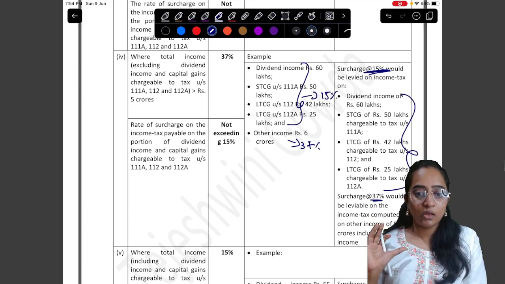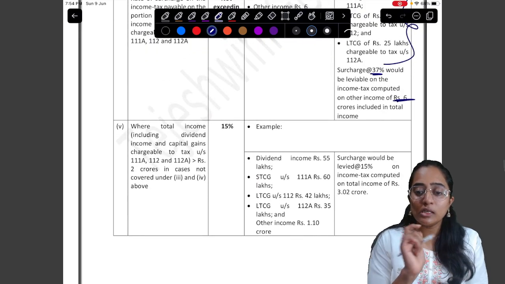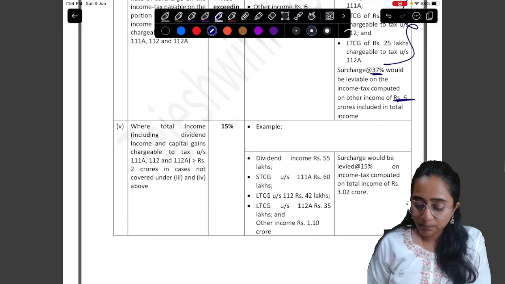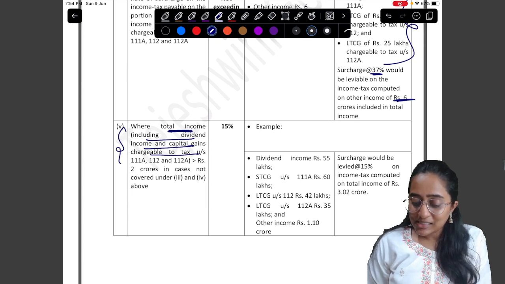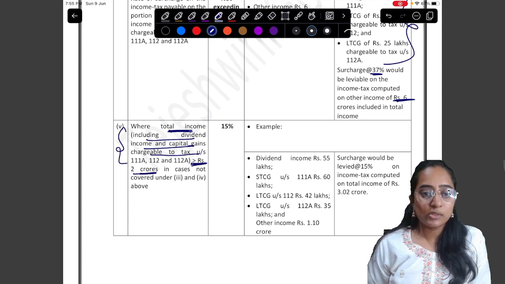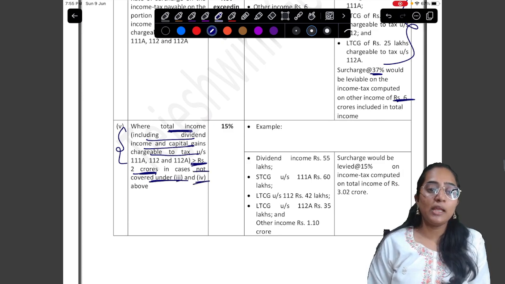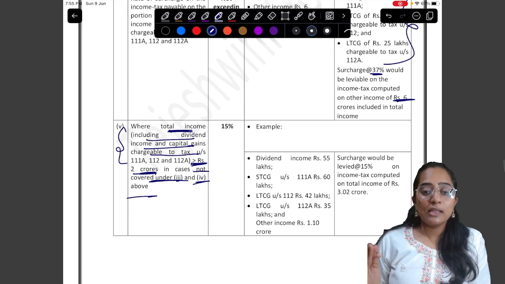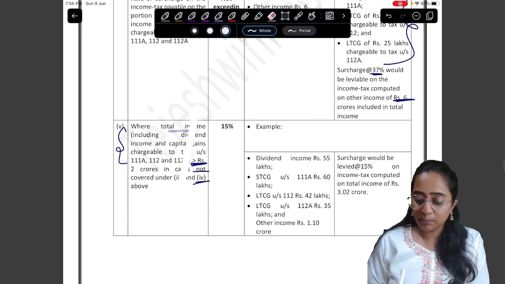Simple. Everyone. See now the last point is a little bit trickier. See here, where the total income, including the dividend and the capital gain income for that matter, is greater than 2 crores, but not covered in the cases above, 3 and 4. Basically, if it doesn't come under the concept of 1, 2, 3, 4, it comes under 5. How? Let's try to understand with an example.